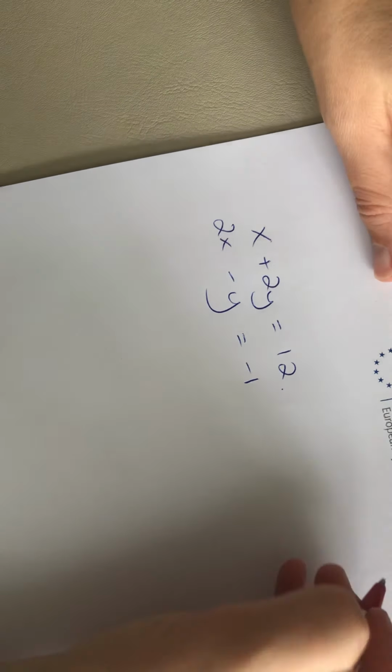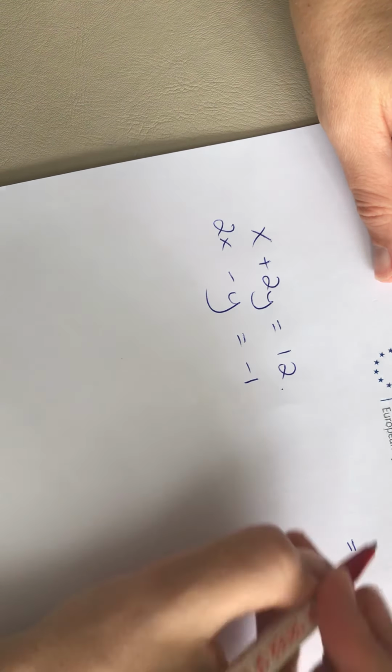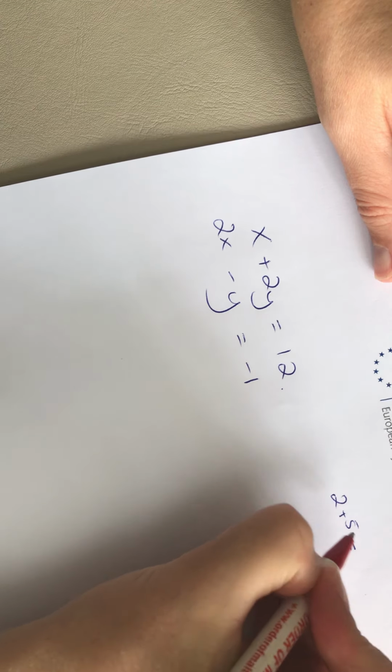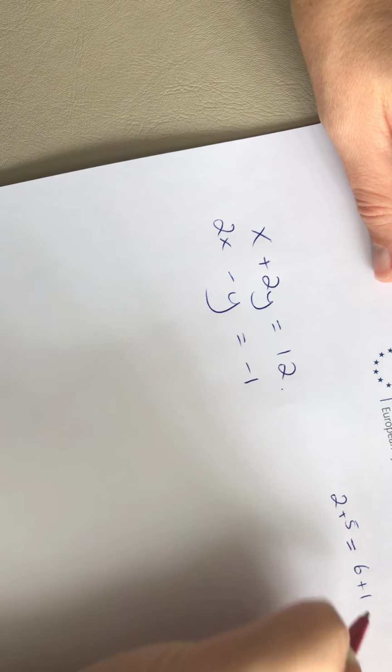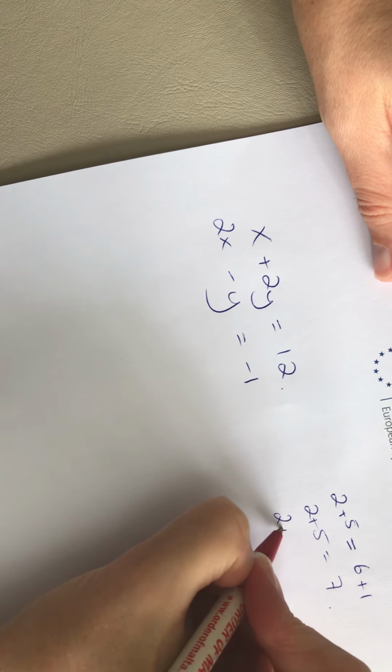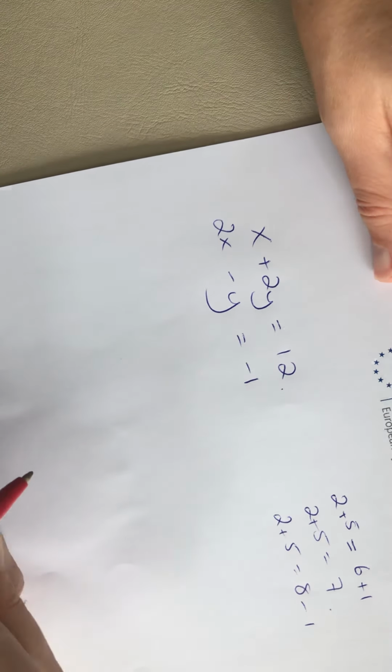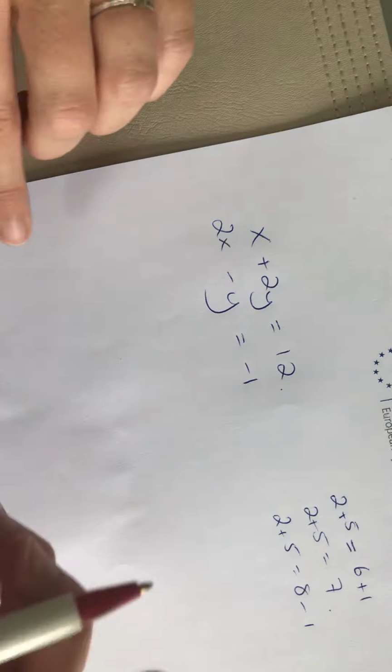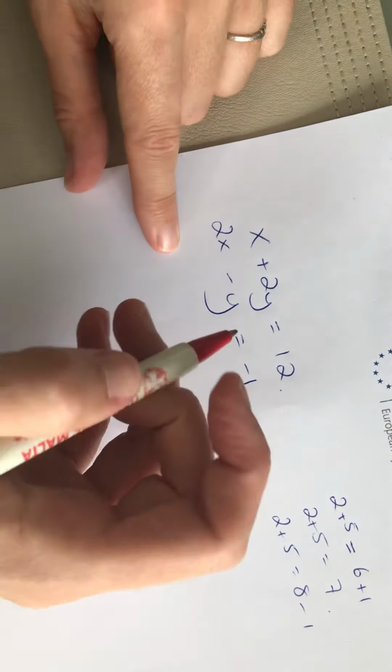Okay. What does the symbol equals mean? It means the same as. 2 plus 5 is the same as 6 plus 1. 2 plus 5 is the same as 7. 2 plus 5 is the same as 8 minus 1. You know, it just means it's the same as, or it's equal to, or the result is.